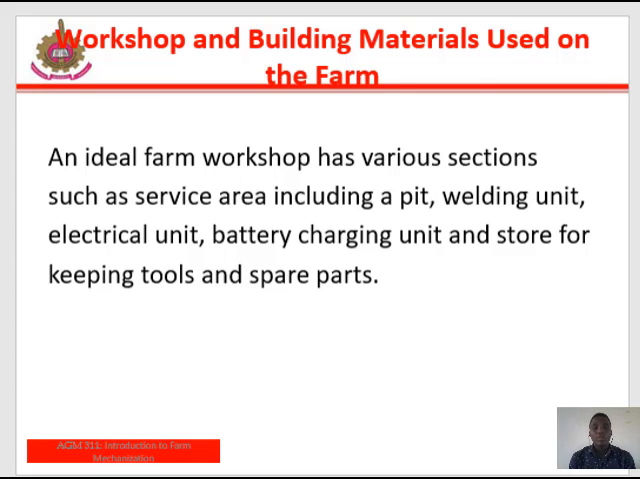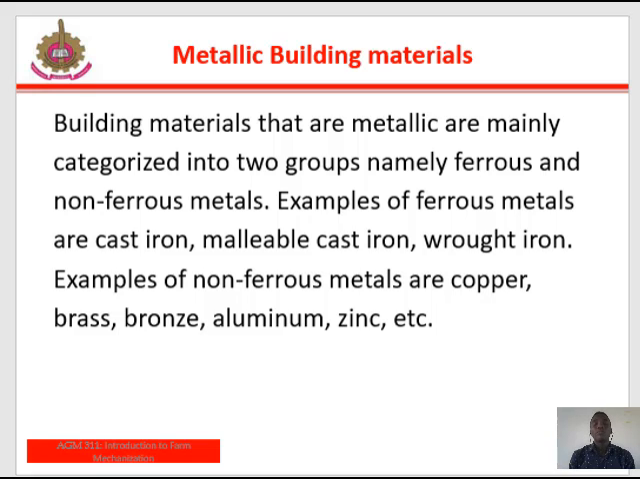Farm workshop and building materials are classified as metal or non-metal, that is, the structures used in building the farm house can be metallic or non-metallic in nature. Metallic building materials. Building materials that are metallic are mainly categorized into two groups, such as ferrous and non-ferrous metals. Examples of ferrous metals are cast iron, malleable cast iron, wrought irons. Examples of non-ferrous metals are copper, brass, bronze, aluminium, zinc, and so on.